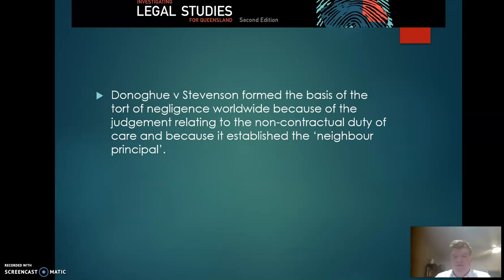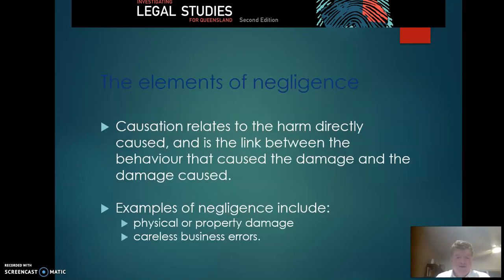But this is where the neighbour principle comes in: if you can see that your act will influence someone else, you've got a responsibility. That's why this is important. It goes beyond just saying there's a duty of care when there are contracts. It says there's a duty of care when our actions can influence someone else. Okay, so that's that question. The case is important because it's in the context of, is there a duty of care owed? And that's what Donoghue v Stevenson talks about and sets a standard for.